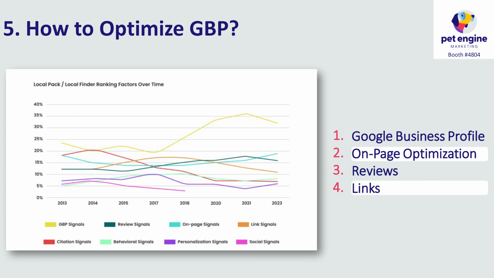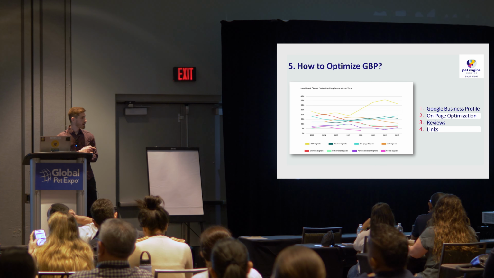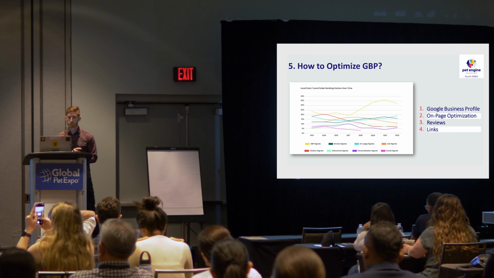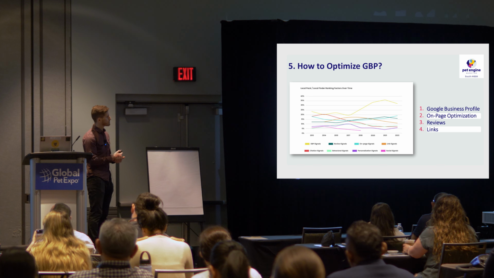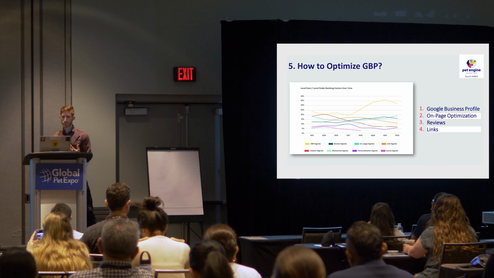So remember this slide, right? These are our main ranking factors. Number 2, we've got on-page optimization, and number 4, we've got links. So we already did number 1 and number 3, Google Business Profile and reviews. Let's cover these last 2.